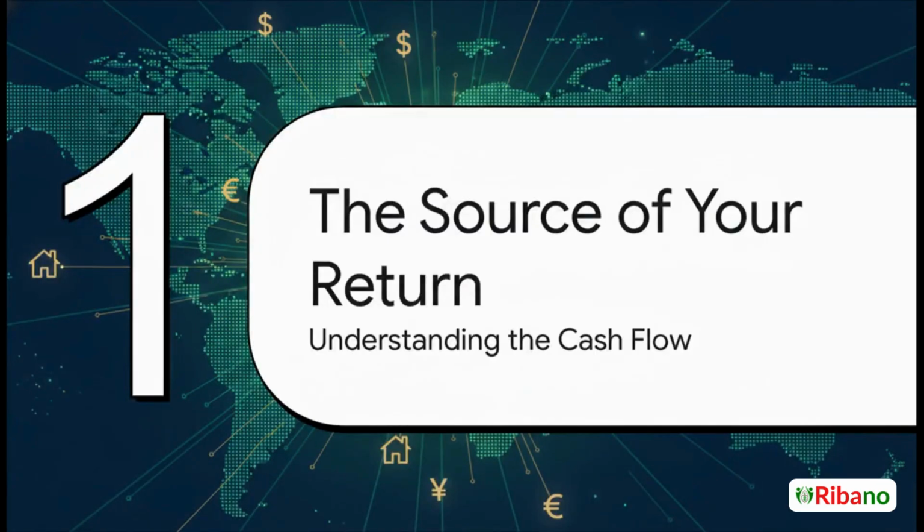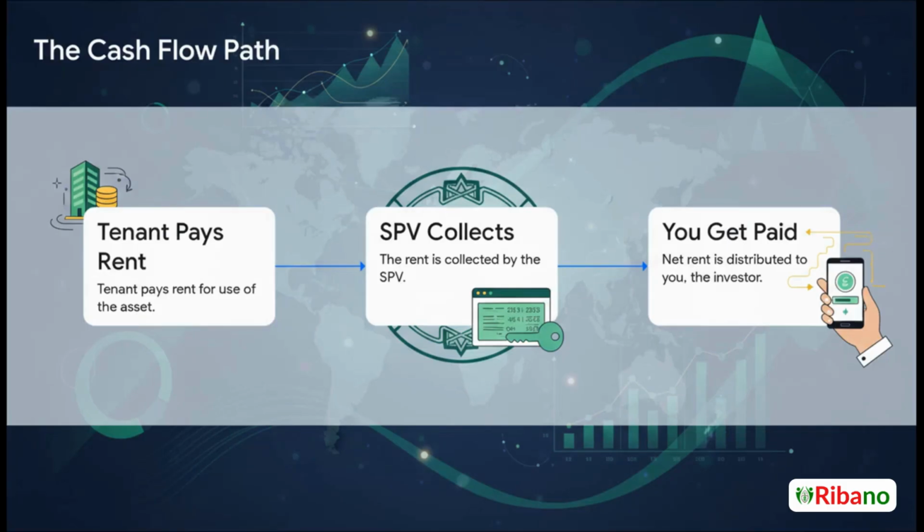Right, so if it's rent, where is it coming from? And more importantly, how does it find its way to you? Let's follow the money and see how the cash actually flows. The journey of the cash is incredibly straightforward, really. It's just 3 simple steps. First, you've got a tenant who pays rent to use the asset. Pretty simple. Second, that rent gets collected by a special entity. It's called an SPV. And finally, after any little expenses are taken out, the net rent gets distributed directly to you. That's it. It's a clean, direct line from the asset being used to cash in your pocket.